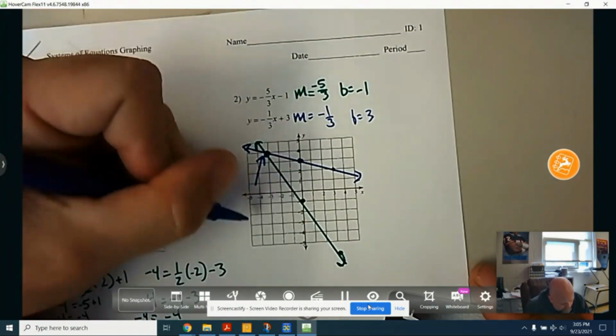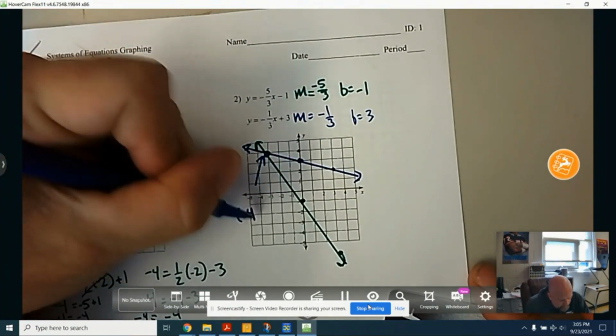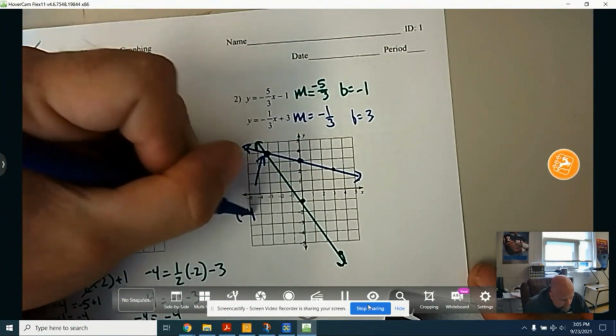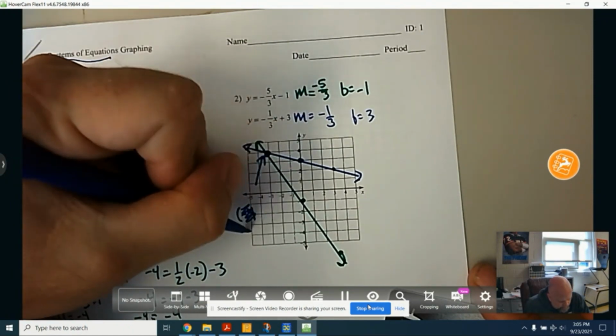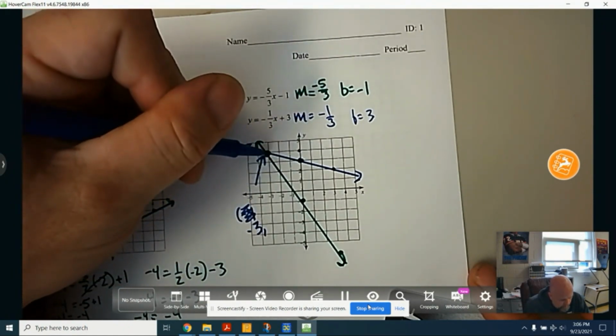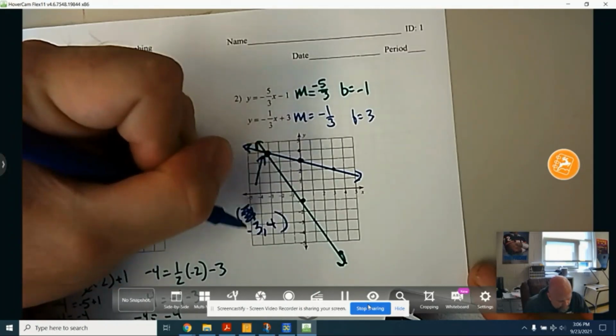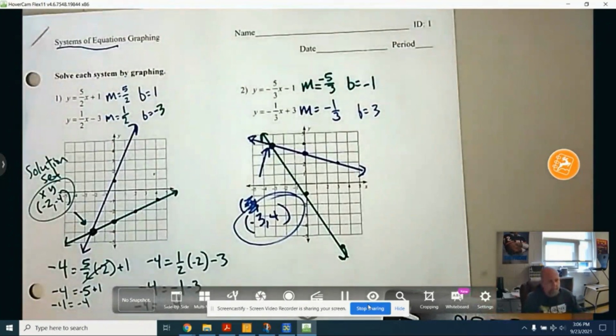So that means my answer for this is going to be -4. No, I'm sorry, that's not -4. That's a -3, and it looks like +4. So (-3, 4) is how I'd write my answer.